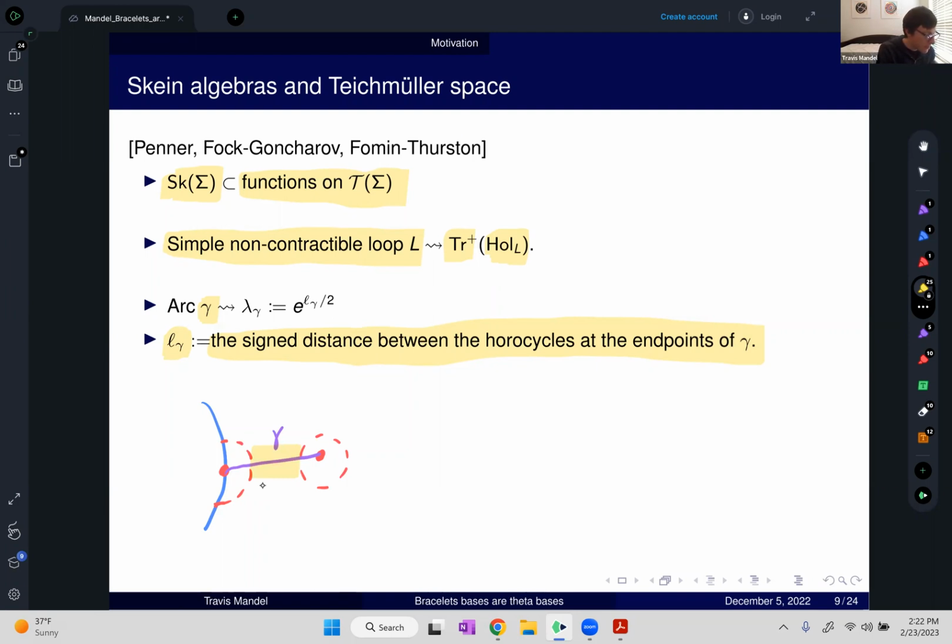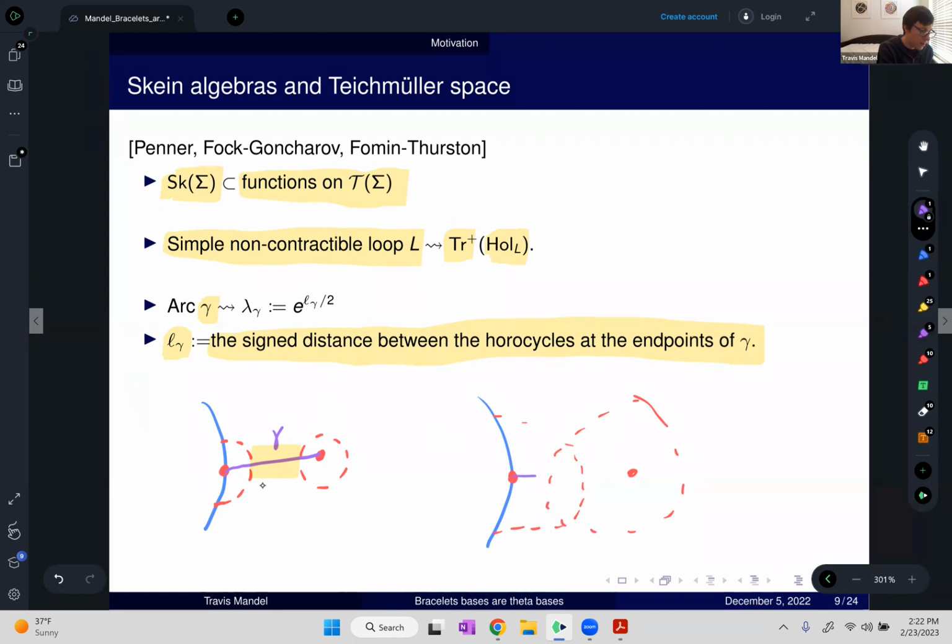And I should mention that I said it's the signed distance. What I mean by that is, suppose that I chose my horocycles a little bit differently, a little bit bigger. Now for L gamma, I would look at the length here, because the horocycles are crossing each other now, and we would count this as negative length. So when your horocycles, sorry.